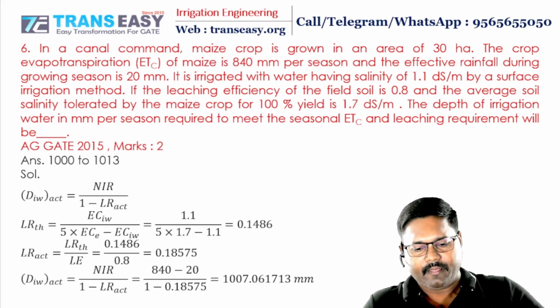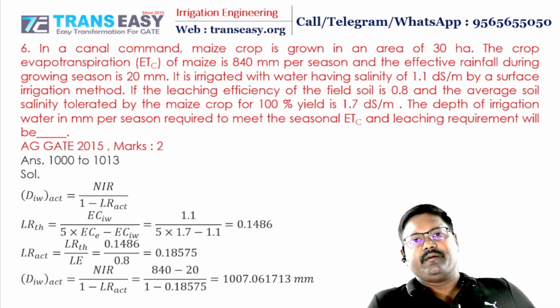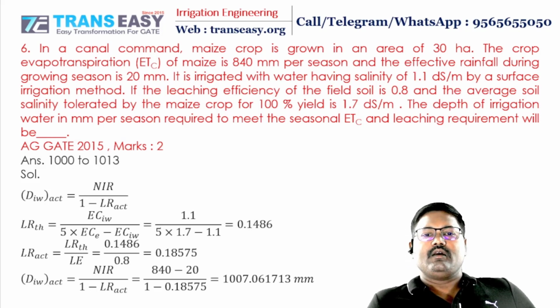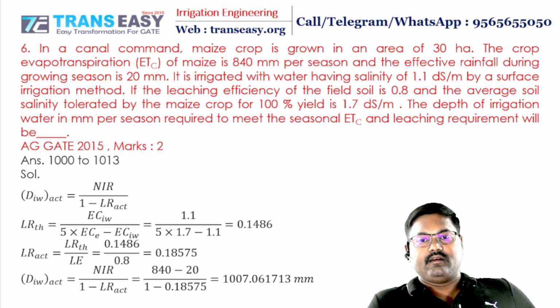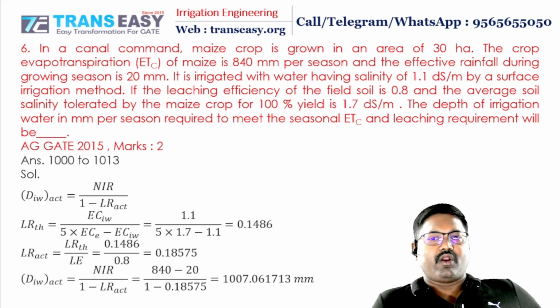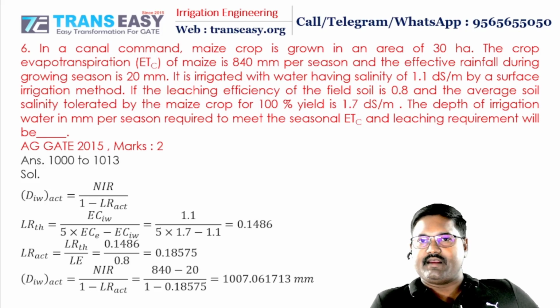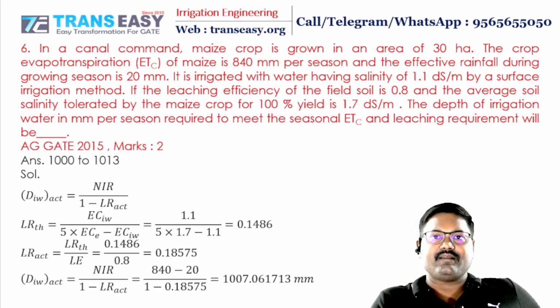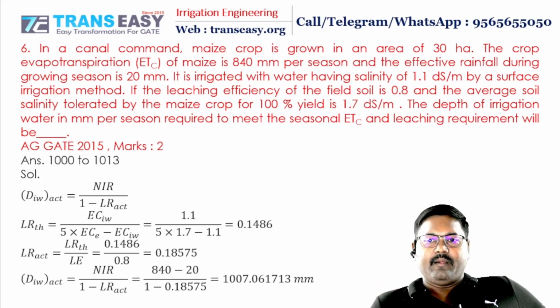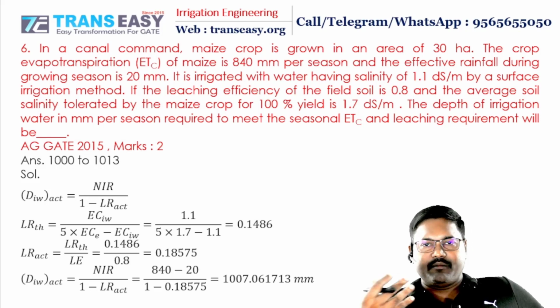In a canal command, maize crop is grown in an area of 30 hectares. The crop evapotranspiration ETc of maize is 840 mm per season. In one season, crop evapotranspiration is 840 mm, and the effective rainfall during the growing season is 20 mm. In this season, total amount of evapotranspiration is 840 mm, and 20 mm is actually coming from rainfall, effective rainfall.